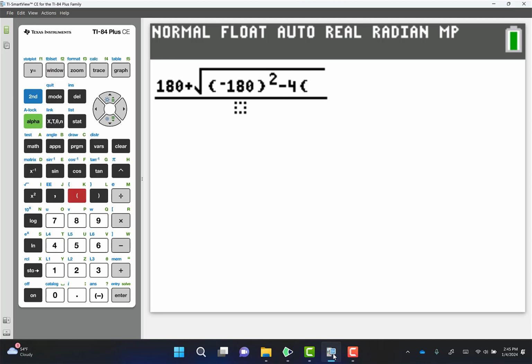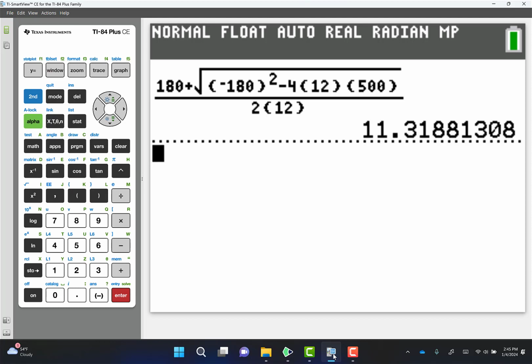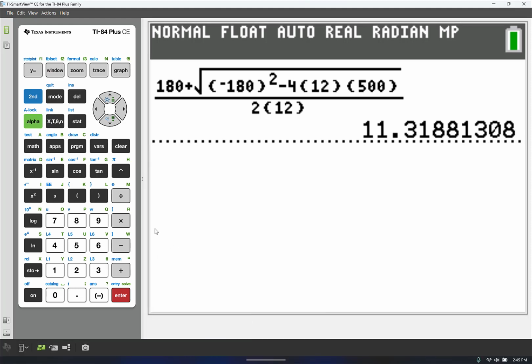Minus 4 times, what was my A? 12, and the C was 500, right? Yep. Was it a positive 500? Positive. Okay, and the bottom, 2 times, what was my A again? 12. All right, push enter. That's a possible answer, and we'll talk about the uniqueness of our answers. So 11.3188. Store that to A just in case.